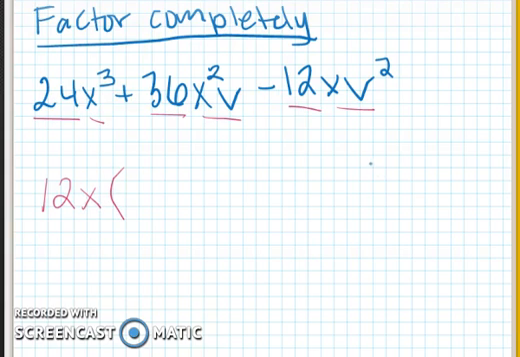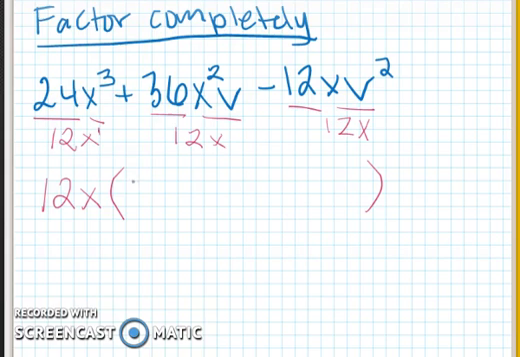So I got my GCF, and now I'm going to go ahead and factor it out. So I'm going to divide everything by 12x, 12x, and 12x. Okay, 12x underneath 24x to the third.